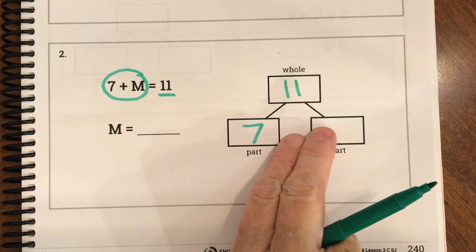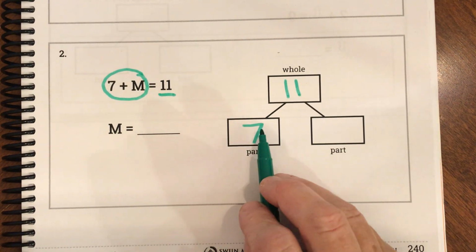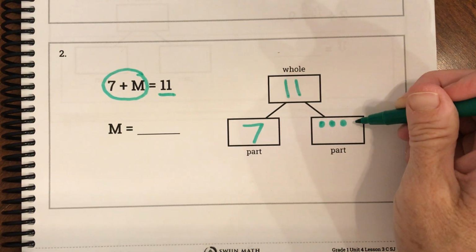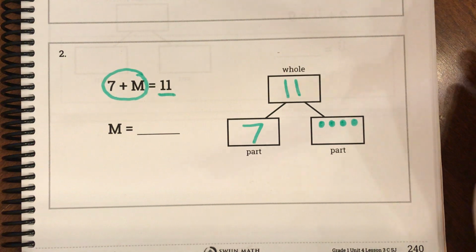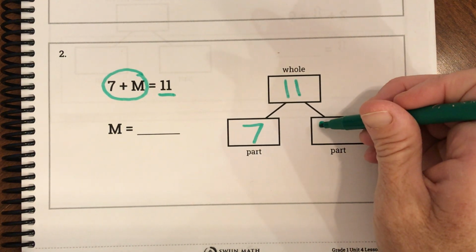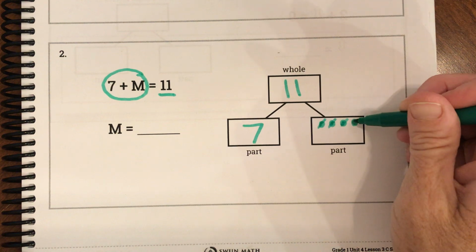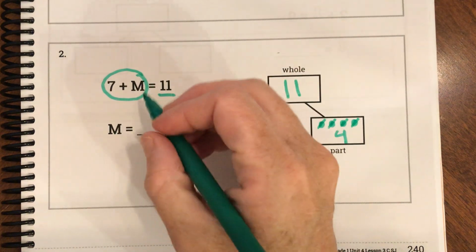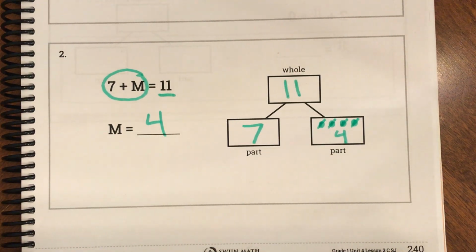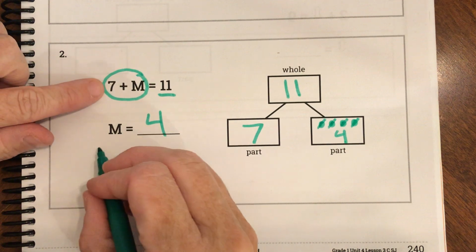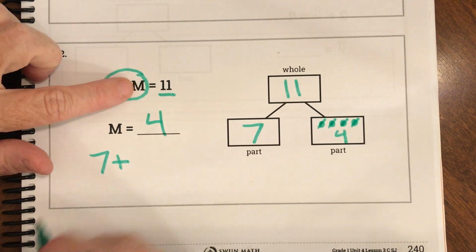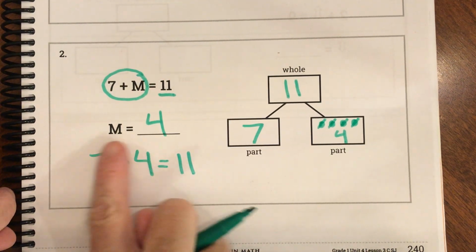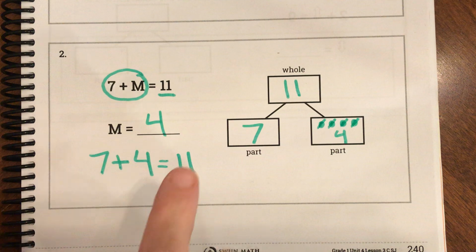Okay, so we're going to use our count-on strategy. We're going to say these two parts have to equal our whole. So we're going to say 7, 8, 9, 10, 11. Okay, so how many is in this part? Let's count them. 1, 2, 3, 4. So our unknown addend must be 4. And then we can write our equation. So we have 7 plus, instead of m, it's 4, equals a sum of 11. So our two addends equal our sum of 11.